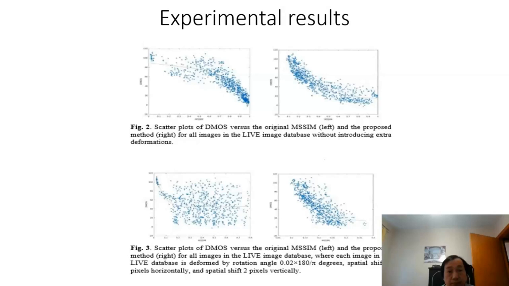This is the scatter plot of our method. As you can see from Figure 2, the first is the standard method. The second, on the right-hand side, is our method. As you can see, our method is very compact, with the points close to the diagonal line. Our method is much better than the standard method, as you can see from the figure.